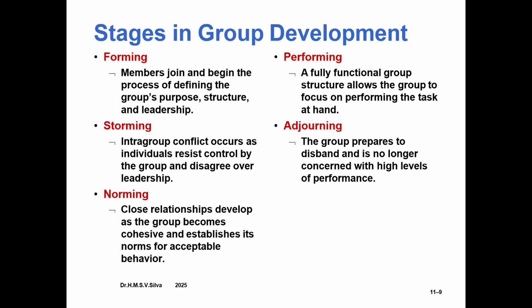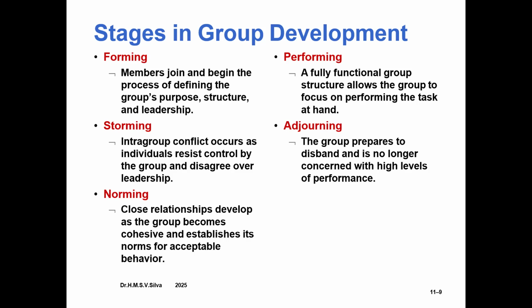We invite a group leader, or we ask for a volunteer to be appointed. If not, members join and begin the process of defining the group purpose, structure, and leadership. So forming is like appointing a set of members for the group. Then storming. Storming means intra-group conflict occurs as individuals resist control by the group and disagree over the leadership. So storming means intra-group conflict.